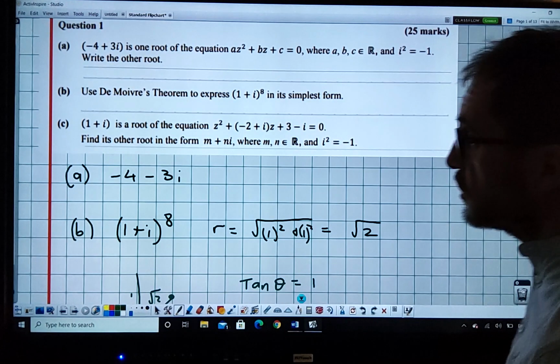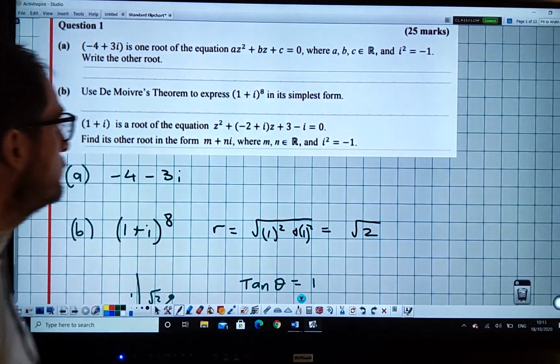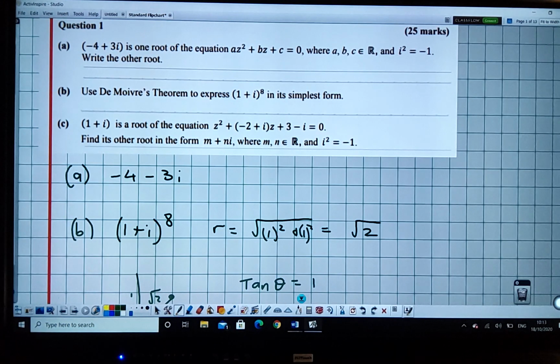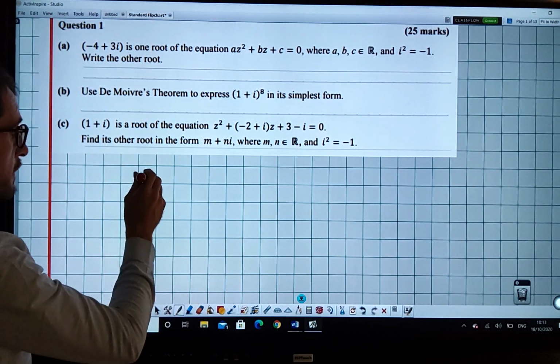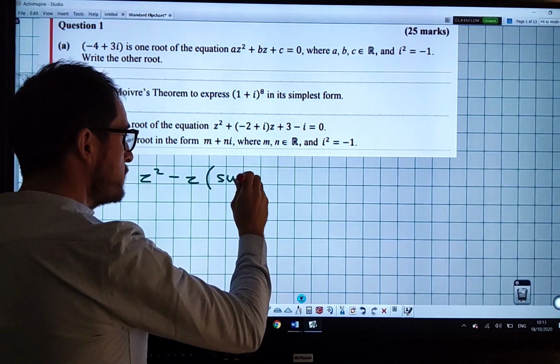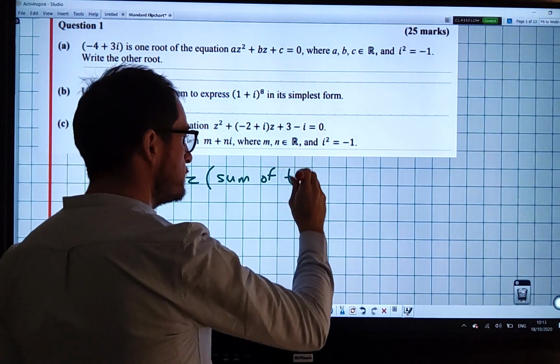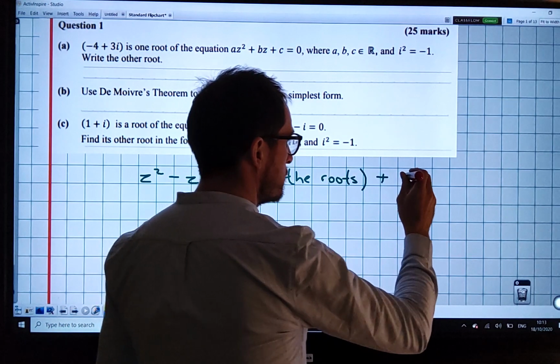Now the last part of this question says: 1 plus i is a root of the equation z squared plus minus 2 plus i times z plus 3 minus i. Find its other root in the form m plus ni. Okay, I'm just going to clear this and we'll do this. We know that z squared minus z times the sum of the roots plus the product of the roots.